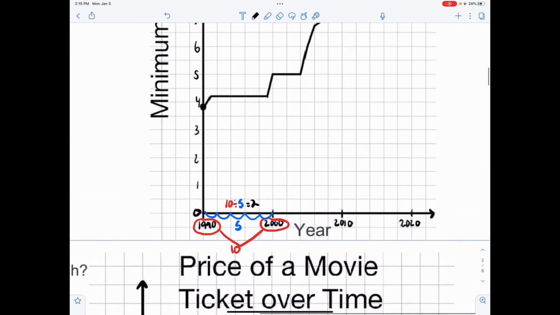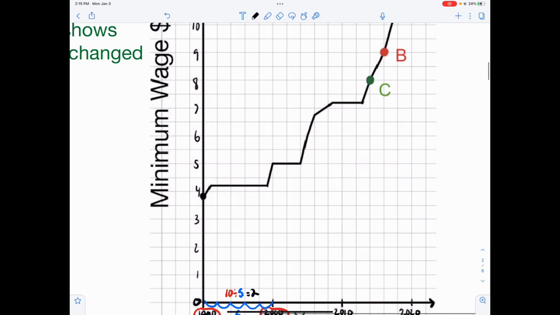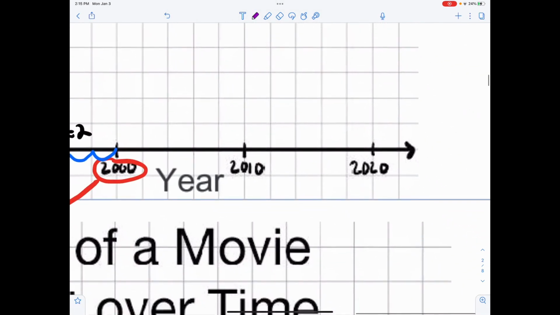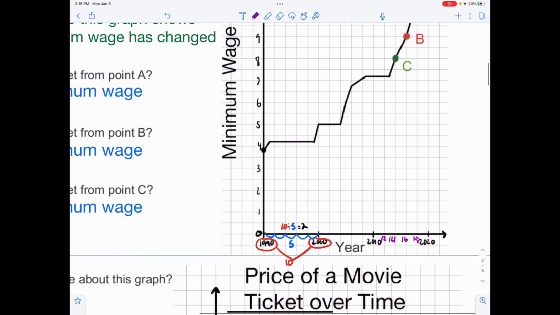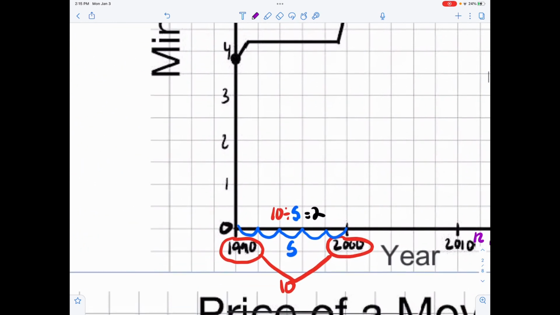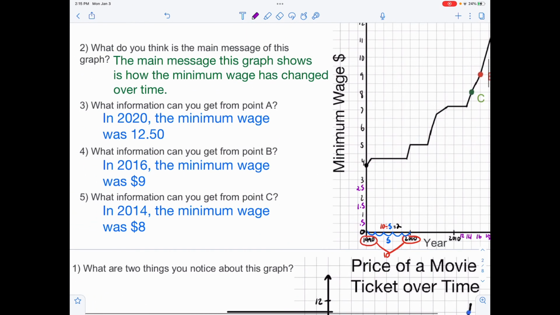So now we can come back over here, and we know it's going up by 2s. So we can say, all right, 2010, up 2 more would be 2012, 2014, 2016, 2018, 2020. And then for the y-axis, you could do that method, or you could just hopefully realize that it's going up by halves. So 0.5, 1, 1.5, 2, 2.5. And that's how you get your answers for this.